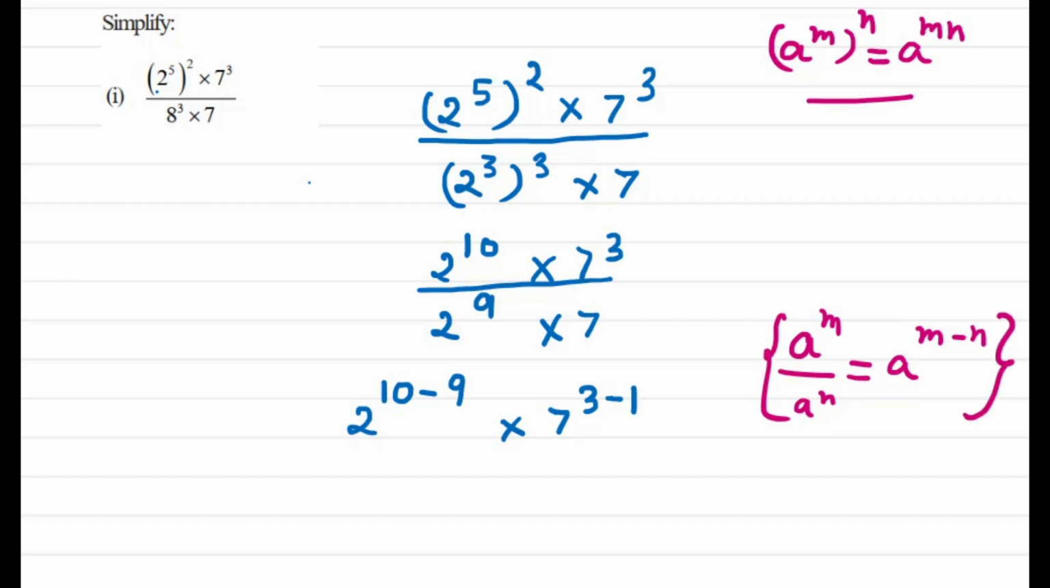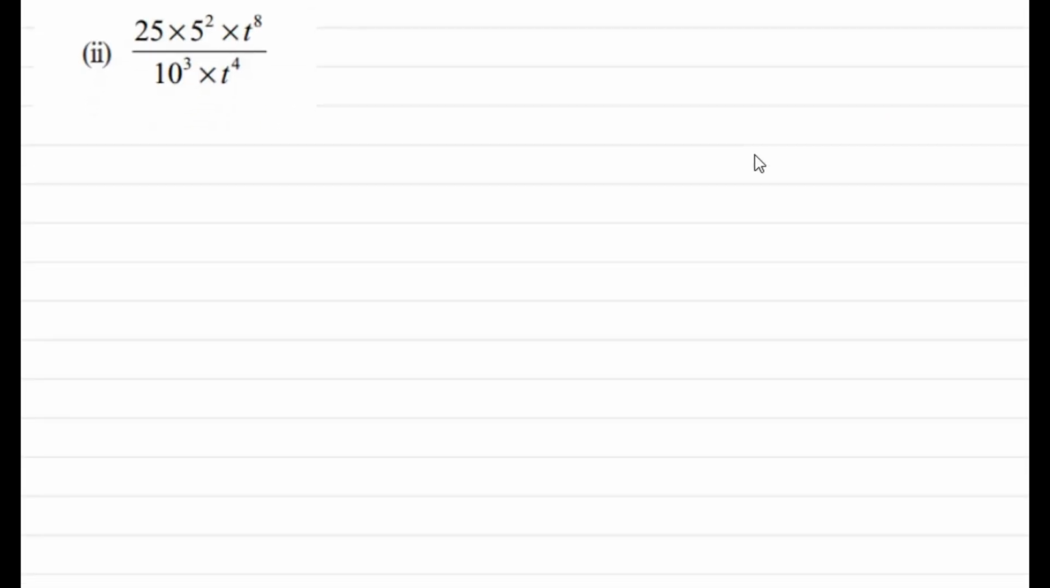After solving, you'll get 2 into 7 square. So your answer will be 2 into 7 square, 49, and that will be 98. So this is your answer. The answer of this question is 98. Now let's see another question.